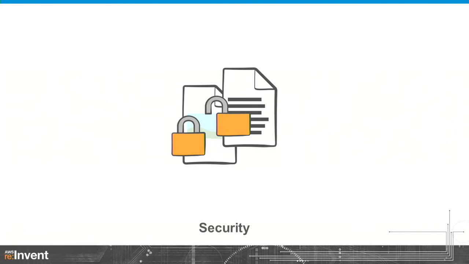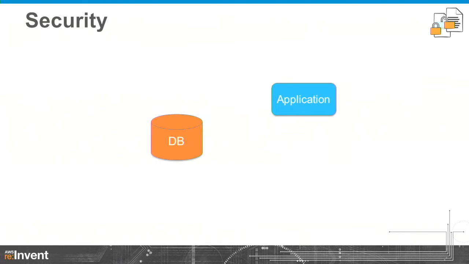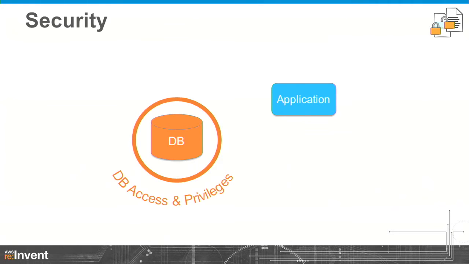Security. Let's talk a little bit about the ways to set up security on RDS. AWS and RDS provide different layers of configuring security for you, starting with the database itself. You can configure roles, privileges, and users on the database instance and the engine, and control access to users.